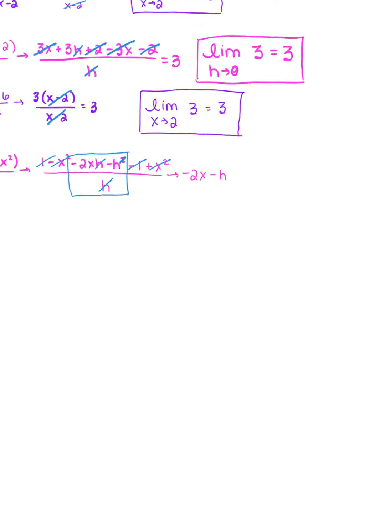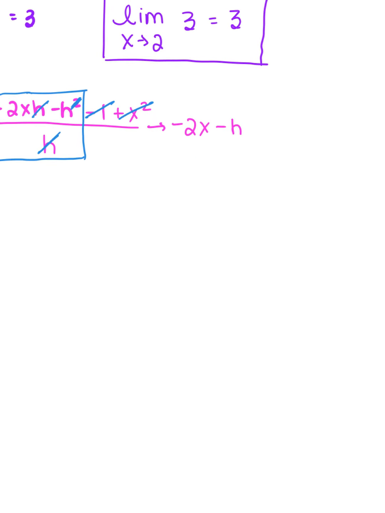This is where the limit part matters, because what I want to do with that expression now is find the limit as h approaches 0 of that expression of negative 2x minus h. But now I'm in a place where I can actually plug that 0 in for h. And so my final answer here will just be negative 2x. Okay, and that's my derivative of this function.